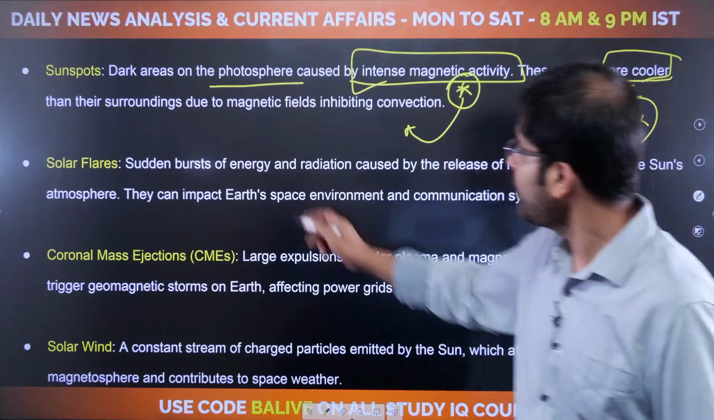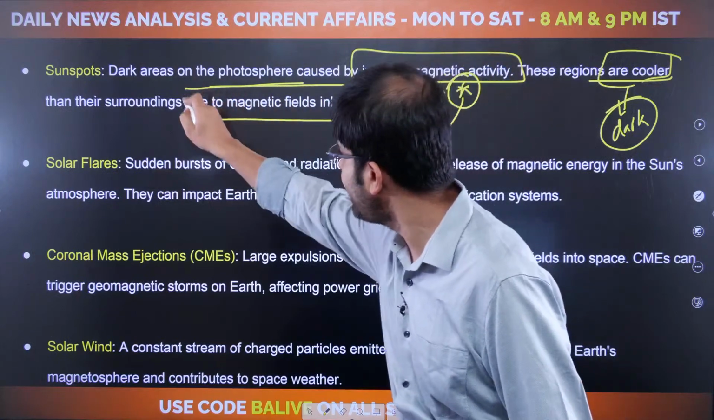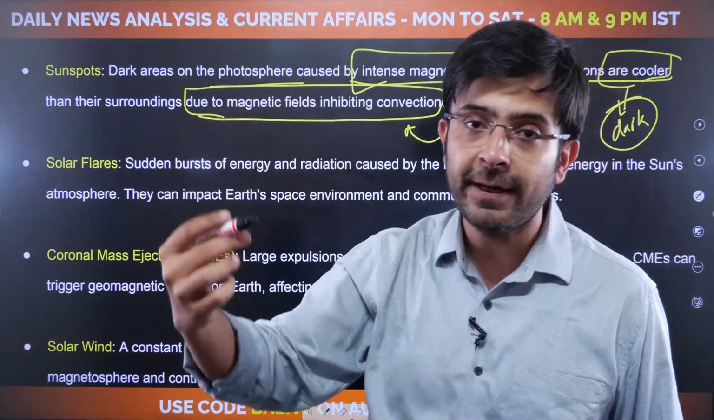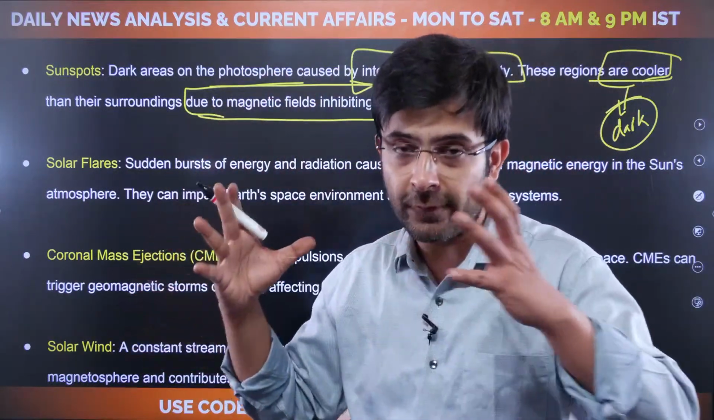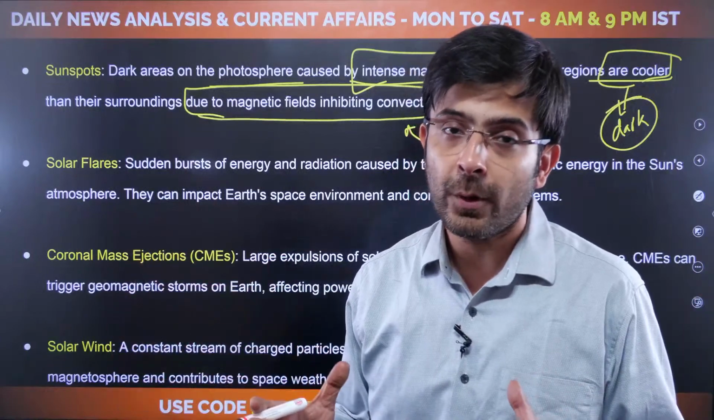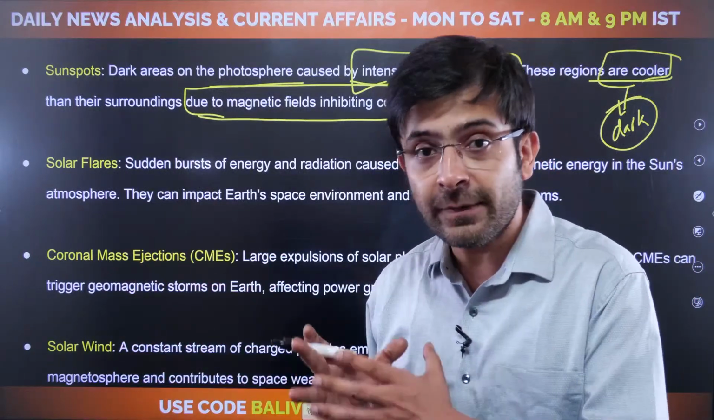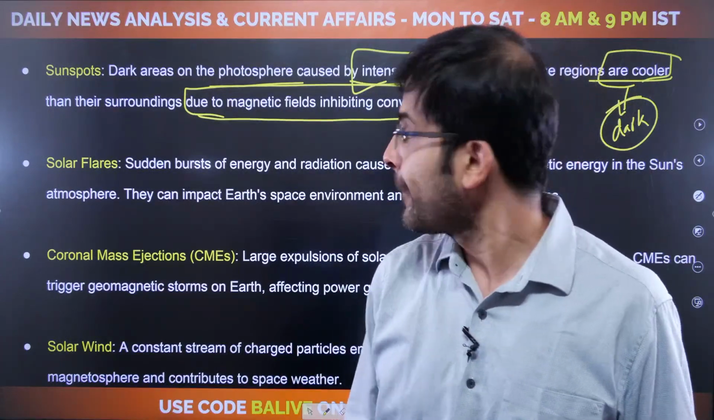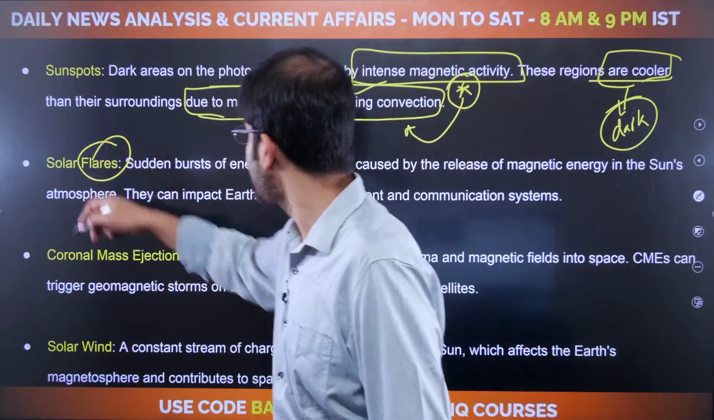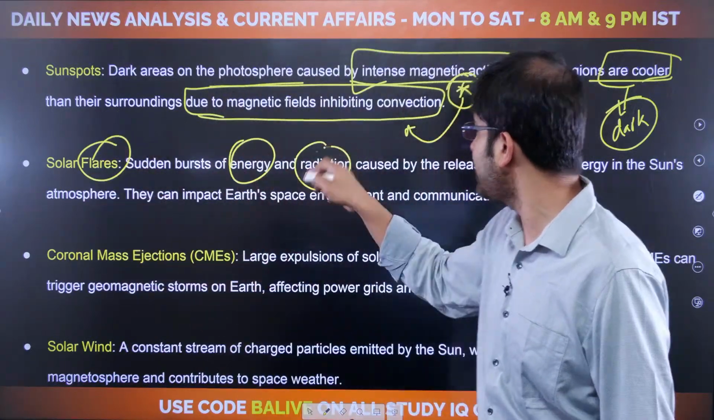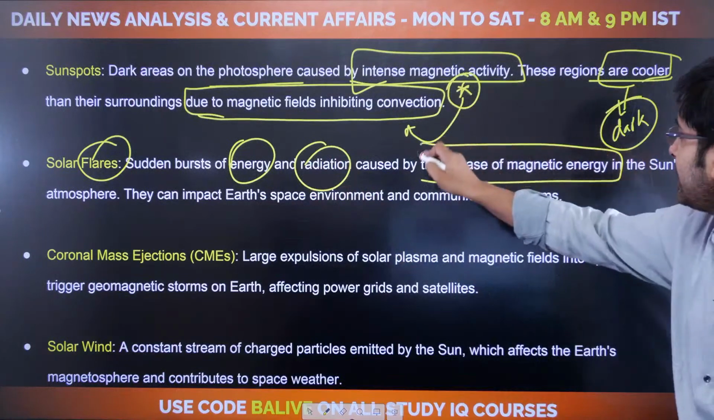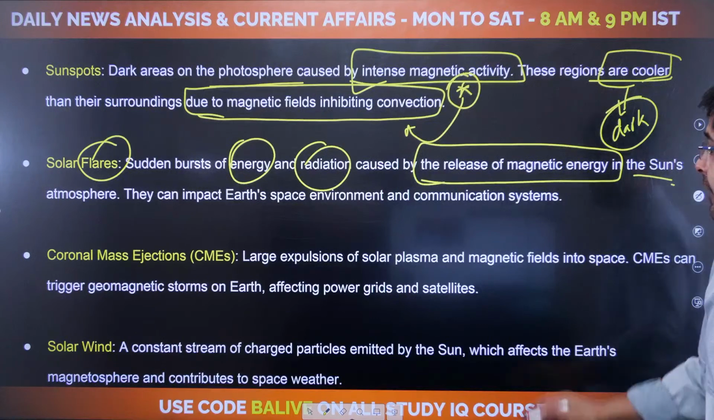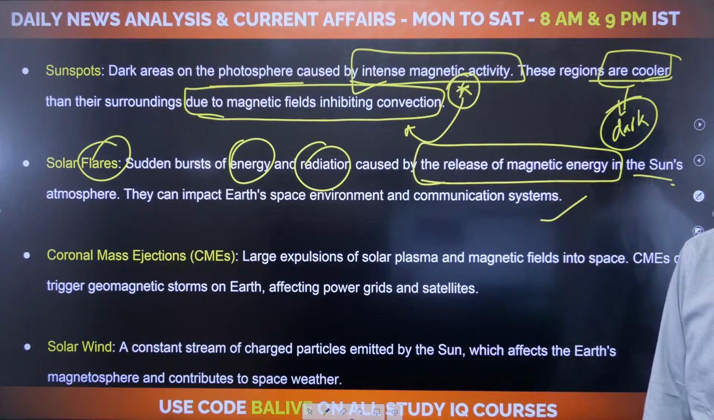And what is the reason? Because the magnetic fields are inhibiting the process of convection. Such is the magnetic field of the sun because of its size, its influence, which is why you feel that it interferes with the very convective process that makes the sun the sun. Do you understand that? Okay, we are looking at solar flares, sudden bursts of energy and radiation caused by the release of magnetic energy in the sun's atmosphere. So straight away, when solar flares hit the earth, you find that our telecommunication systems, our space satellite systems, are completely affected.